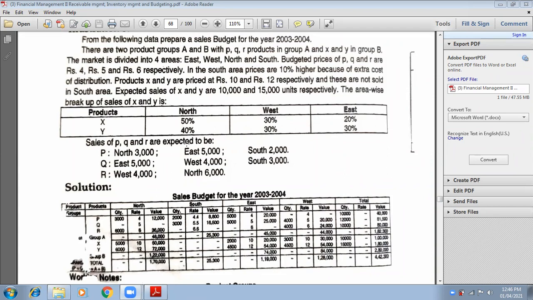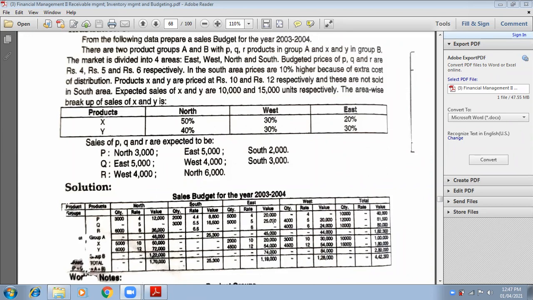Everything has to be done that way. Now come to Q. Come on, quickly. Q, east, 5,000. Go to the east column for Q. Write down 5,000 units, and the price of Q is 5 rupees. See, the budgeted prices of P, Q, R are 4, 5 and 6. So 5 rupees is the rate of product Q. So write down 5,000 in the east of the quantity column, and 5 rupees in the rate column of east.